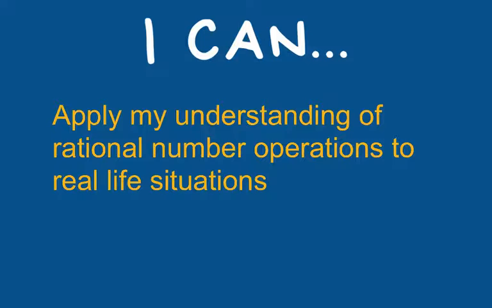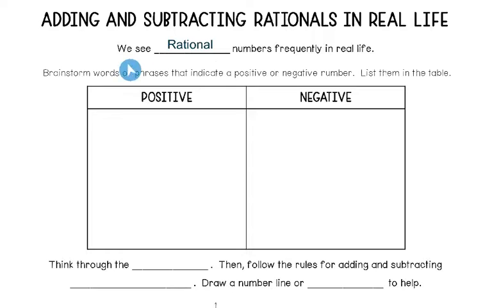Go ahead and get out your binder, turn to the math section, and get ready to take some notes. So like I said, we see rational numbers frequently in real life. Here's some examples. We're going to start out by just brainstorming some words or phrases that indicate a positive or negative number. We're going to list them in this table.